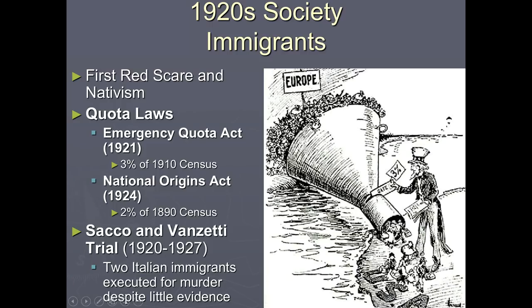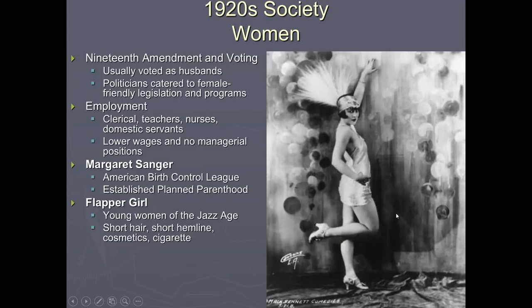So not everybody was able to come into the United States like they were in the days of Ellis Island or Angel Island. And remember, during this time, they're still restricting Asians from coming into the United States through the Gentlemen's Agreement and through the Chinese Exclusion Act. But you can see this political cartoon kind of says it all as far as the Immigration Quota Act. This one's from 1921, I believe, that is limiting immigration.